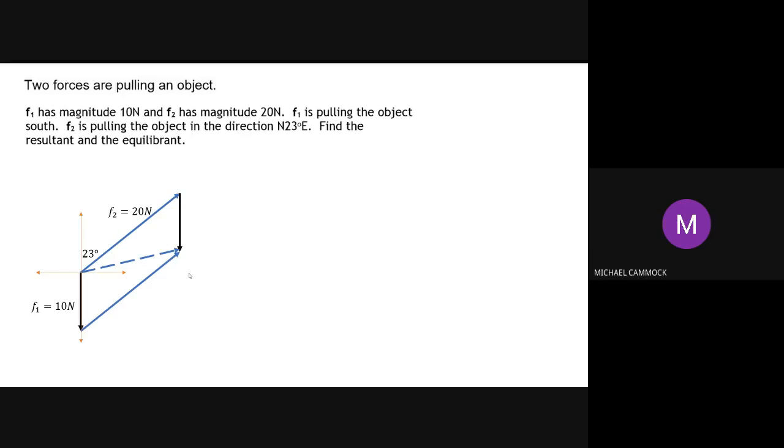I'm looking for the resultant. The resultant would be this vector. And I'm looking for the equilibrium. The equilibrium, we said, was simply a vector that pulls in the opposite direction with the same magnitude. That's all that is. We'll get to the equilibrium later. Let's talk about the resultant first. How can I figure out the length of this line? That's really what I'm after.